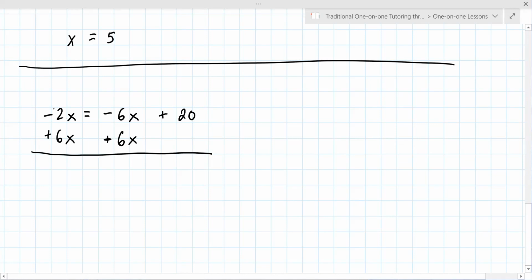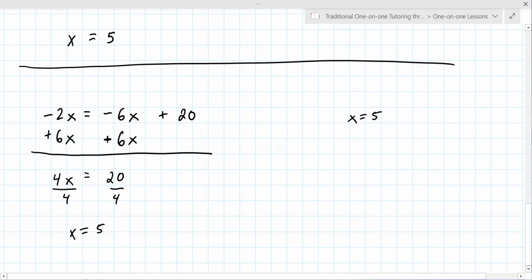Well, let's do this sequentially. I think you jumped to the final answer there, and I want to make sure you understand. It's 4x equals 20, and then you divide both sides by 4, so x equals 5.